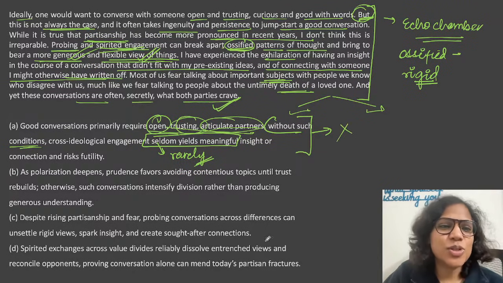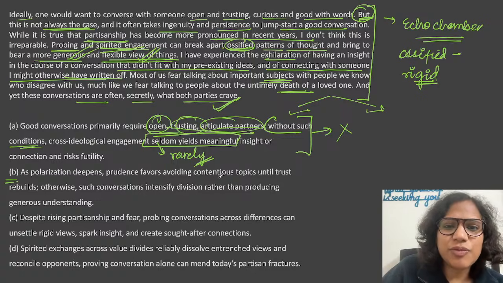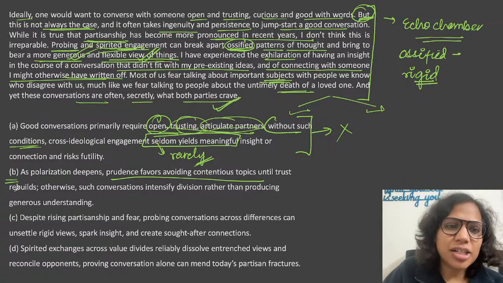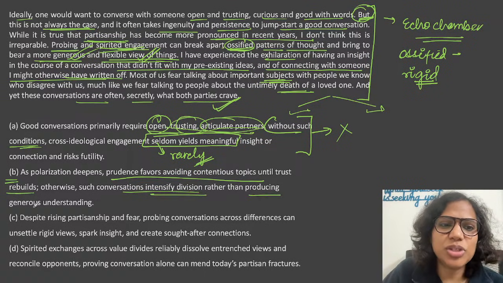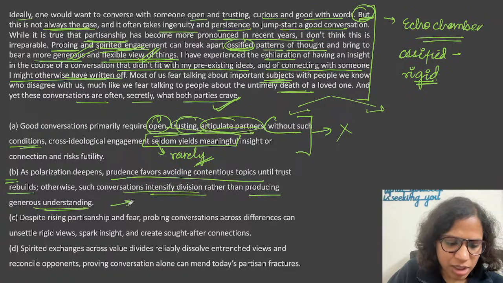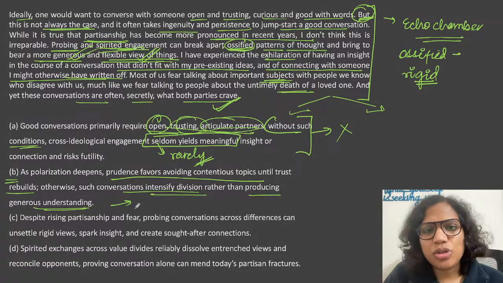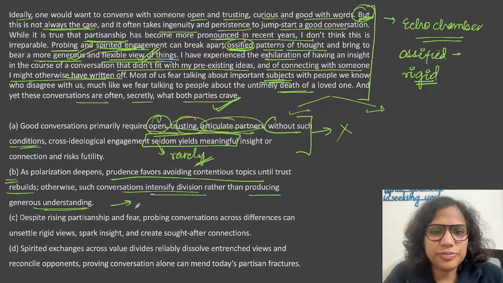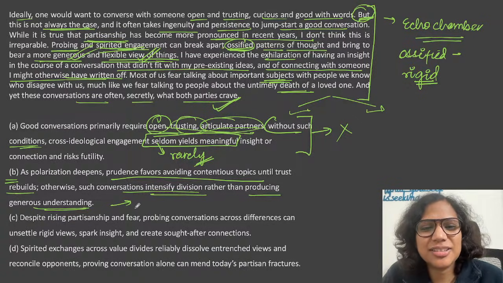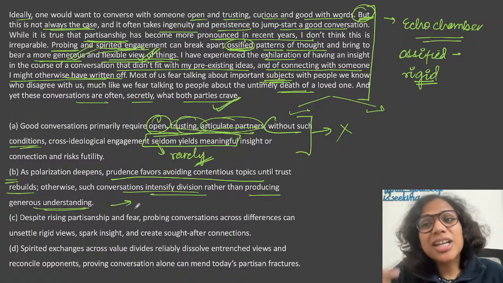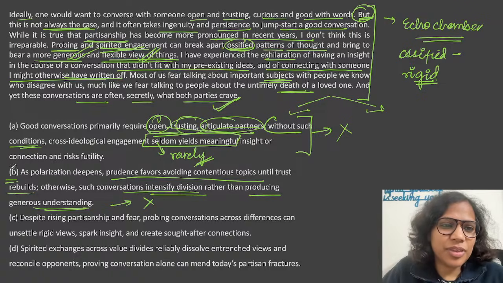लिए. सो एलिमिनेटेड. B says as polarization deepens, prudence favors avoiding contentious topics until trust rebuilds. Otherwise, such conversations intensify division rather than producing generous understanding. मुझे बताओ, अगर जिसने B बोला है, क्या ये सेम स्टैंस है जो ऑथर ने लिया है पैराग्राफ में? ये तो कह रहा है मत करो यार बातें, अवॉइड करो कंटेंशियस टॉपिक्स पे बात करना, नहीं तो डिवीजन और बढ़ जाएगी. ऑथर कह रहा है, ऑथर इनकरेज कर रहा है कि करो ऐसी बातें विद पेशेंस.